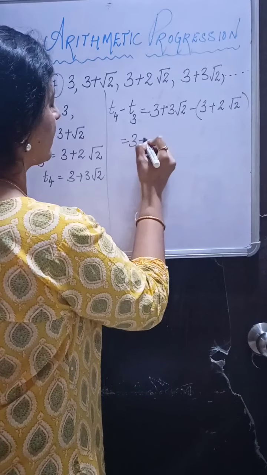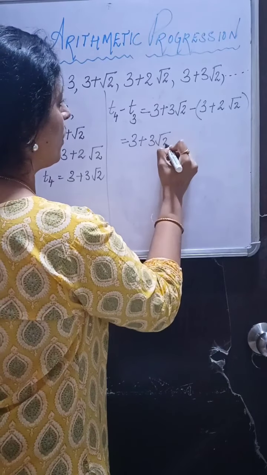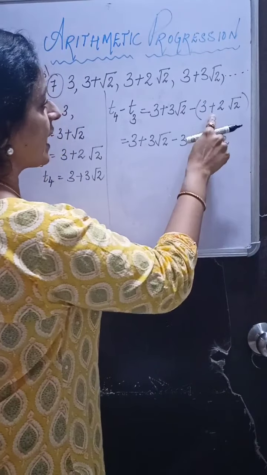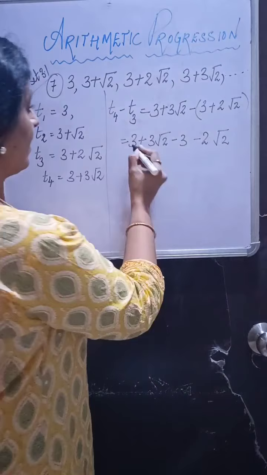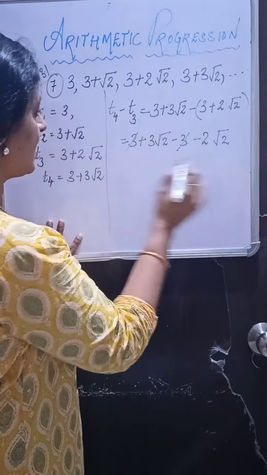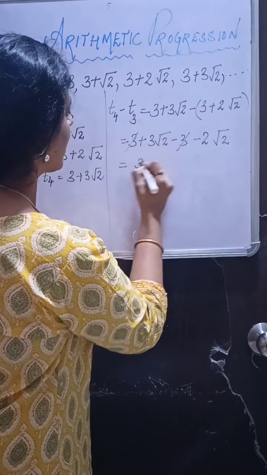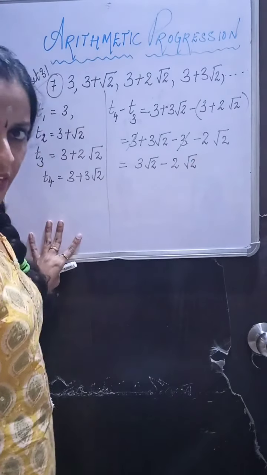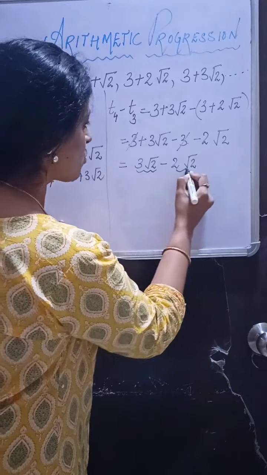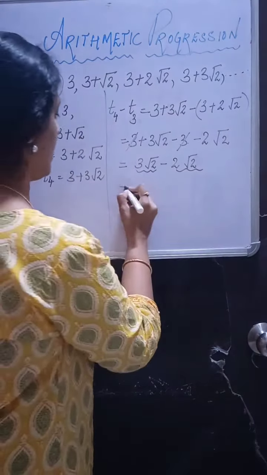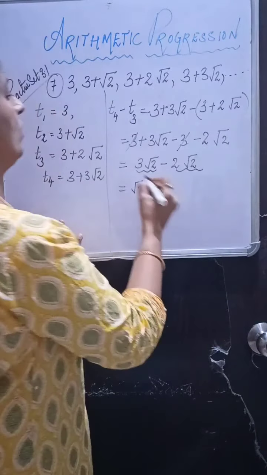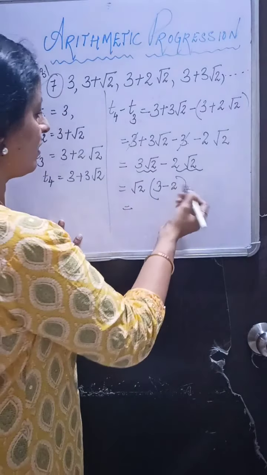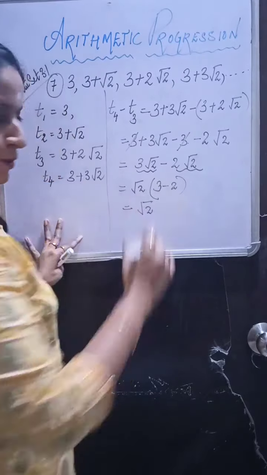This will be 3 plus 3 root 2 minus 3 minus 2 root 2. The sign changed. 3 minus 3 cancel. What you get is 3 root 2 minus 2 root 2. Same thing we will do. Both the terms, what is common? Root 2 is common. Take root 2 out. What you get is 3 minus 2. 3 minus 2 is 1. 1 root 2 is nothing but root 2.